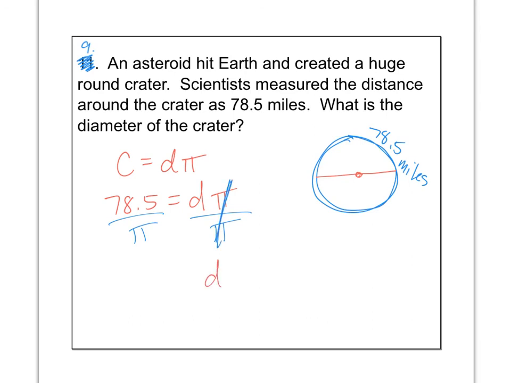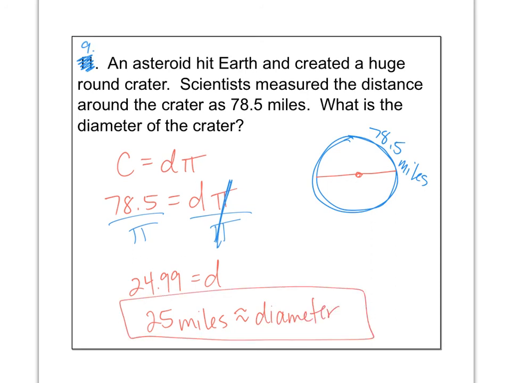And I'll be left with D on the right side, and now I'm going to have to go on my calculator and type in 78.5 divided by pi. And I think you get a number like 24.99. If you rounded that to the nearest tenth, it would be approximately 25 miles for the diameter. So our answer is either 24.99 or 25 miles. That's a long way across that crater.